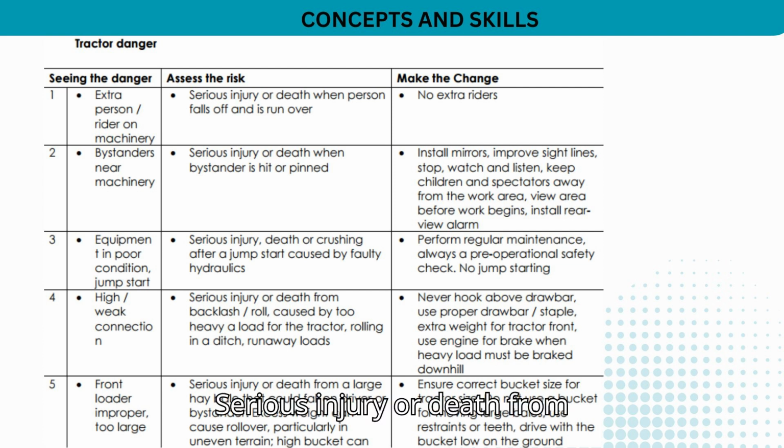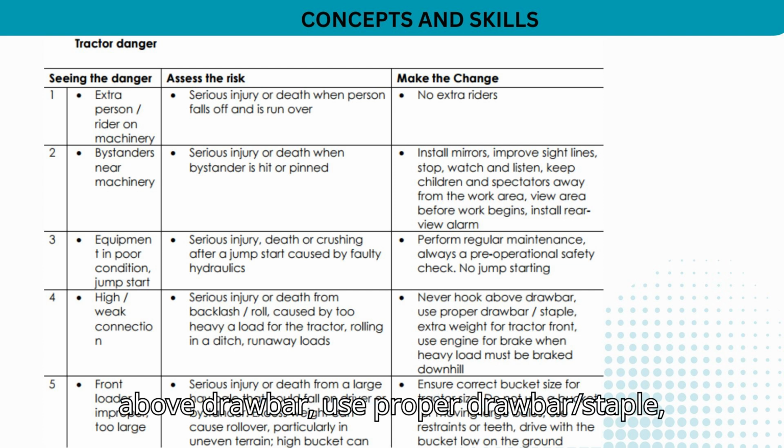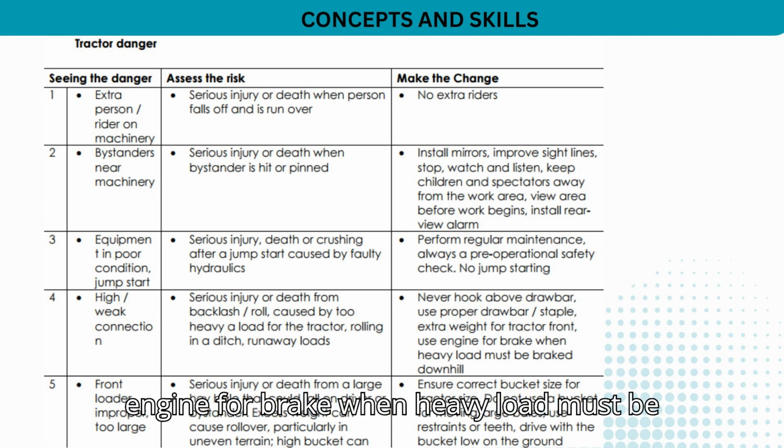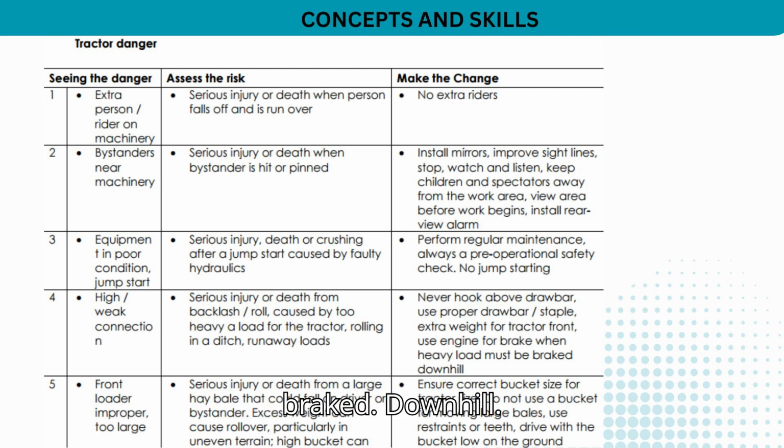4. High or weak connection. Serious injury or death from backlash or roll, caused by a heavier load for the tractor, rolling in a ditch, runaway loads. Never hook above the drawbar, use a proper drawbar or staple, and add extra weight to the tractor front. Use the engine as a brake when a heavy load must be braked downhill.